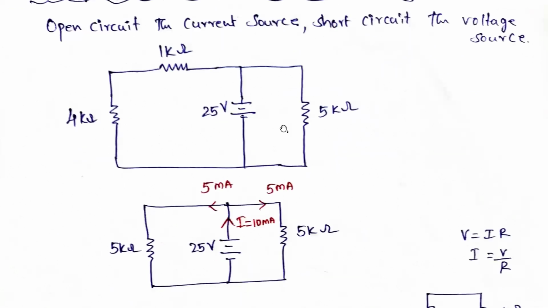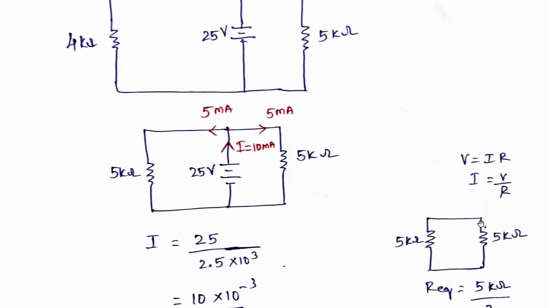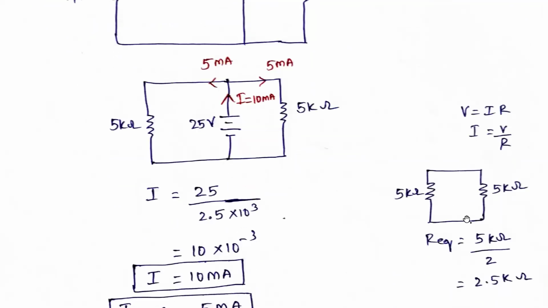Now it's very simple. We need to find the current through this 1 kilo ohm. For the time being, because these two are in series, we are clubbing them up and making it 5 kilo ohms, just to make the problem easy. So here two 5 kilo ohms are there. Two resistors in parallel means the total equivalent resistance is that resistance divided by 2. So 5 kilo ohms divided by 2 is 2.5 kilo ohms.